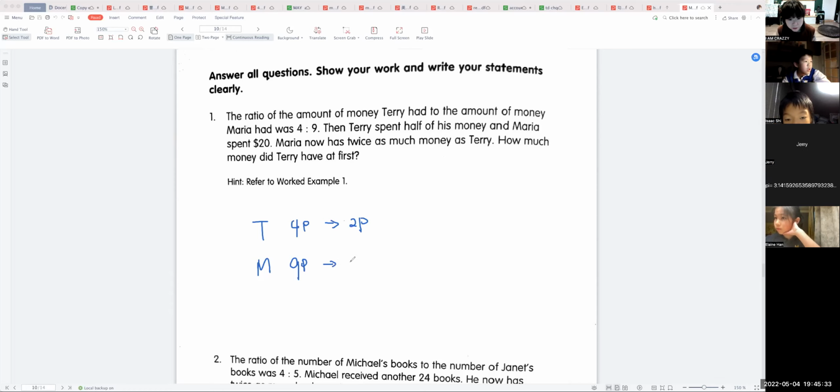So Maria right now is 9p minus 20. Maria now has twice as much as Terry. 2p times 2 equals 9p minus 20. So 5p equals 20, p equals 4. So how much money did Terry have at the very beginning? 4 times 4 equals 16. Get it? Everybody, just step by step, okay? Very straightforward. Okay, number 2.